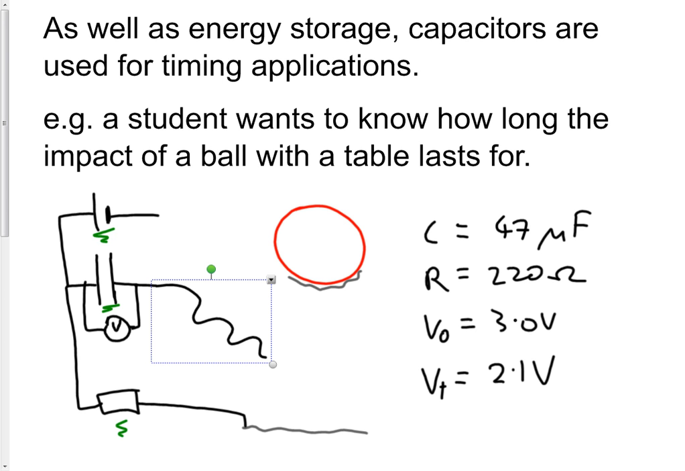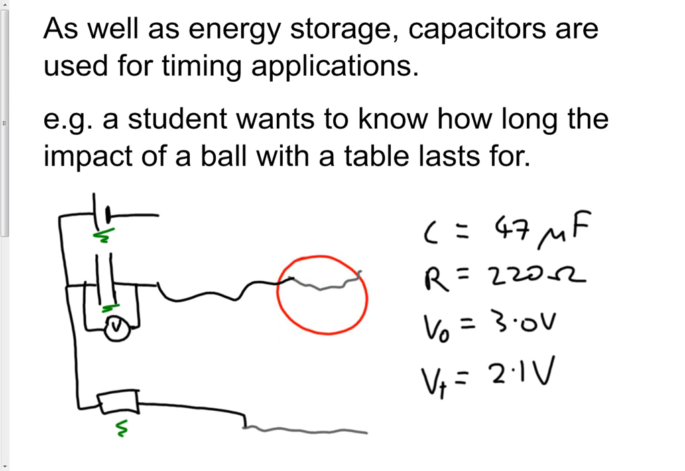So what the student's going to do is use the flying lead first of all to charge up the capacitor to whatever the voltage is of the supply. Then once the capacitor's charged, they're going to connect the flying lead to the foil on the ball. Then they're going to drop the ball and let the ball bounce on the foil at the bottom, and then catch it hopefully after it's bounced once.